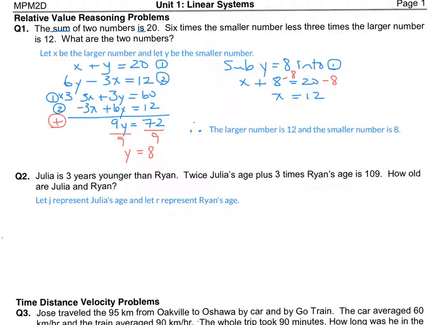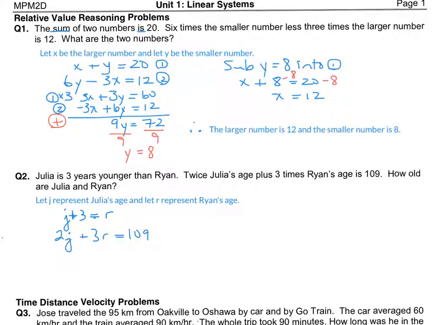Okay, and then we need to come up with our equations. I would have Julia is 3 years younger than Ryan. So since Julia is being compared to Ryan, if I took Julia's age, she's younger than Ryan, I would have to add 3 to Julia's age. So that's a plus sign there. I would have to add 3 to Julia's age to make it equal to Ryan's age since she is younger. So I'd add 3 to her current age, and that would equal Ryan's age. And then we have twice Julia's age plus 3 times Ryan's age equals 109. And then how old are Julia and Ryan?